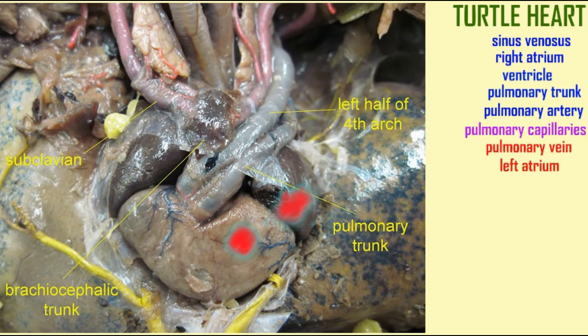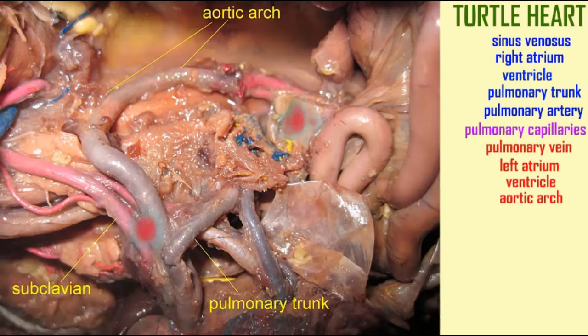single ventricle, and here you can see one of the two aortic arches, which will then circle around the heart and then fuse to make the dorsal aorta, which proceeds inferiorly along the midline.